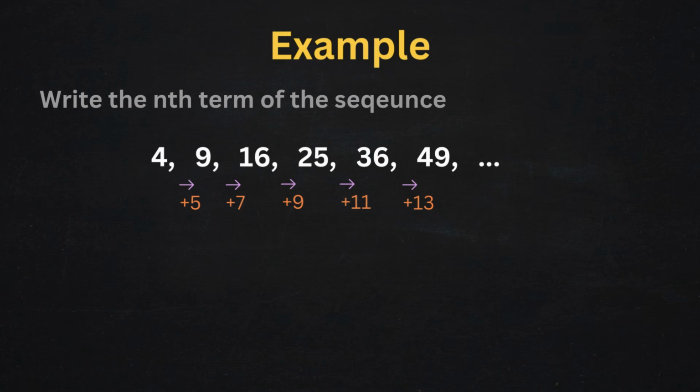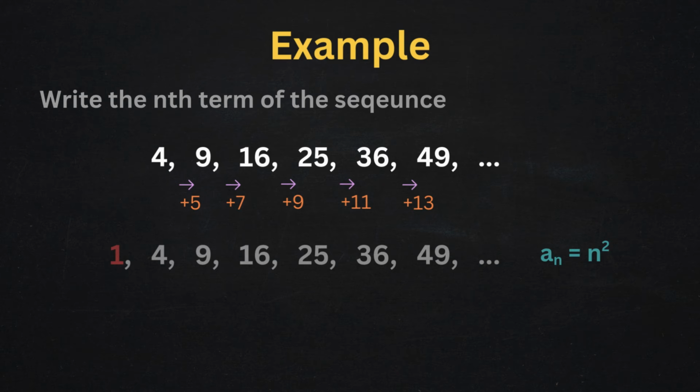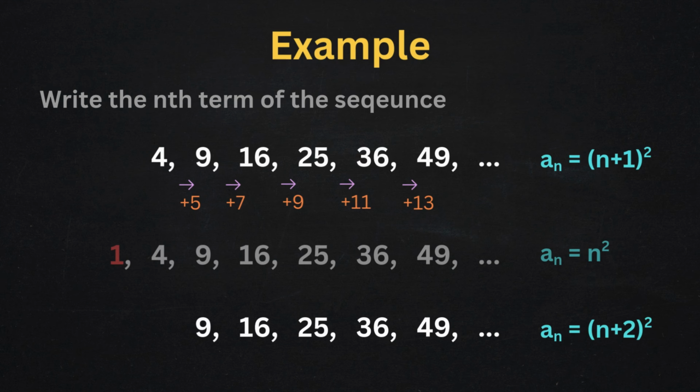Well, the original one starts from 1, and in that case, its nth term would simply have been n squared. But as the sequence has skipped the first term, 1, therefore, it's a forward shift. Hence, for nth term, we write (n plus 1) whole squared instead of n squared. If it was shifted by 2 terms, then we would write (n plus 2) whole squared.